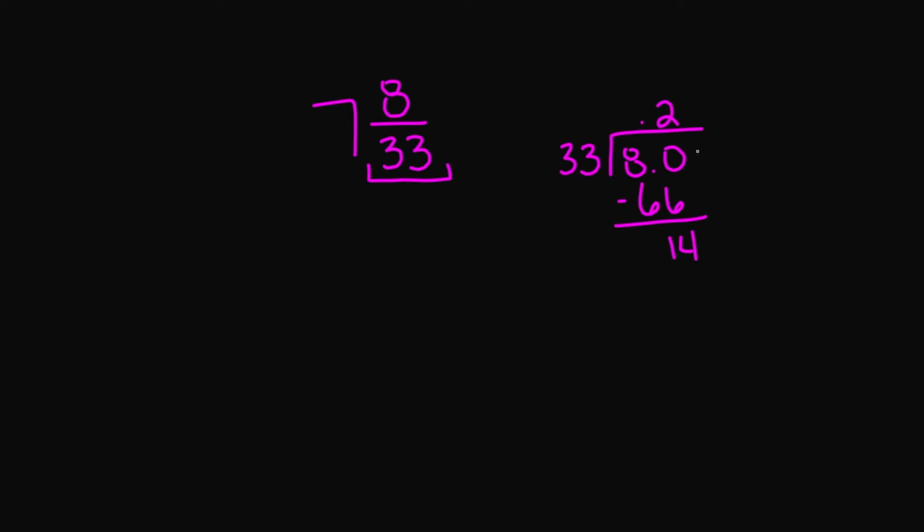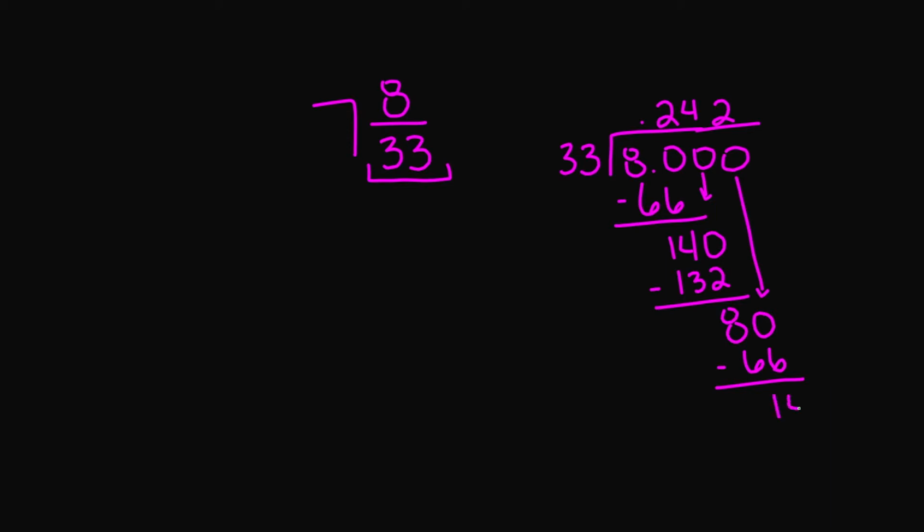33 does not go into 14, so I'm going to bring another 0 down. 33 goes into 140 4 times. 33 times 4 is going to equal 132. 140 minus 132 is going to equal 8. 33 does not go into 8, so I'm going to bring another 0 down. 33 now goes into 80 2 times. 33 times 2 is 66. 80 minus 66 is going to equal 14.